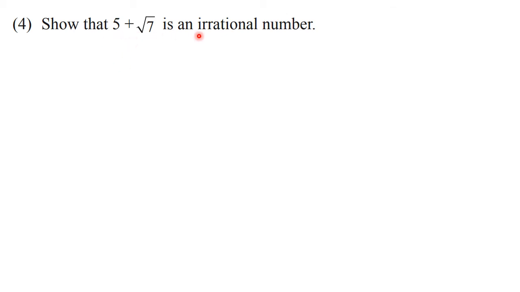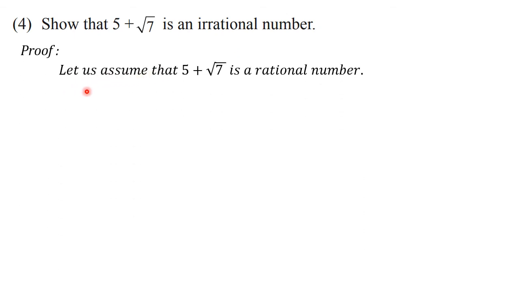So you know that when we want to prove that any number is an irrational number, we cannot prove it by direct proof. Okay, we have to go for indirect proof. So what is indirect proof? We have to take this statement as false. That means we will assume that this statement is false. So we will assume that 5 plus root 7 is not an irrational number. That means it's a rational number. So we will start with this. Let us assume that 5 plus root 7 is a rational number. Not irrational means rational.